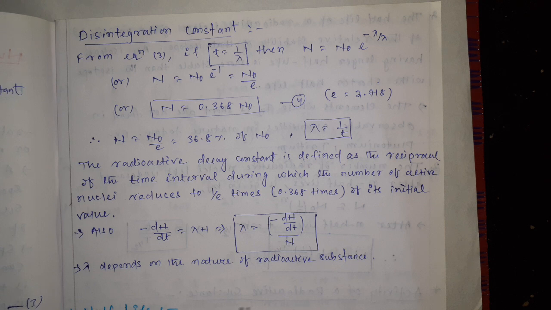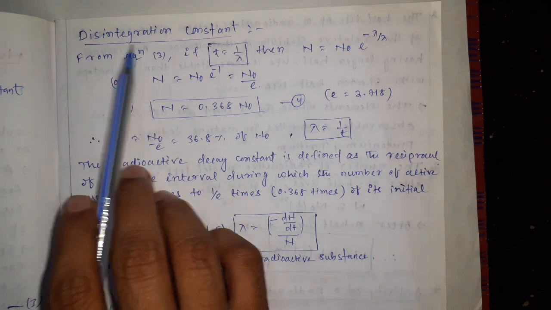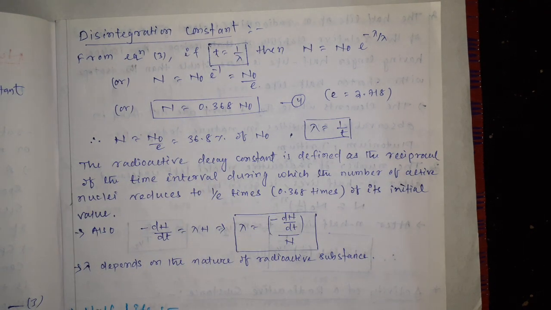Previously we have discussed what radioactivity is and how radioactive elements decay, the relation between them and the decay curve, etc. Now we'll find out the value of the disintegration constant.